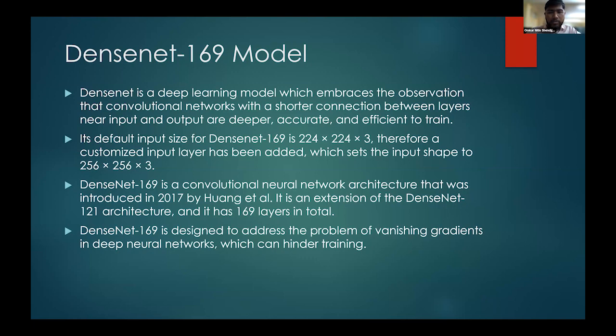Why we use DenseNet is to handle the problem of vanishing gradients, as the gradient size should not be very small. If it's small, it could hinder training. That's why we use DenseNet 169 over DenseNet 121, which is the traditional DenseNet model.